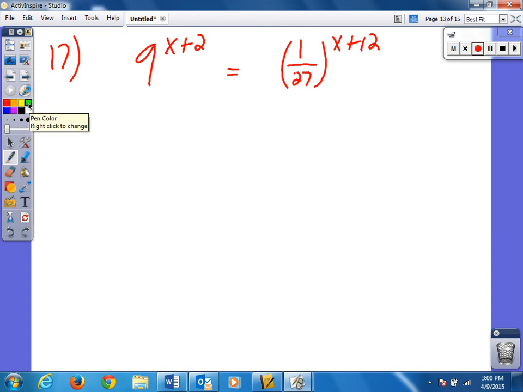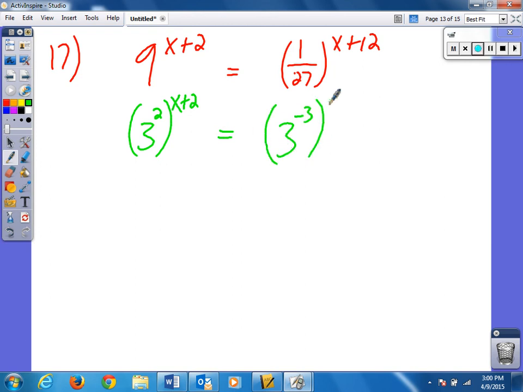Number 17, again, we need to equate exponents. However, this time we don't just have something raised to a power and then the same base on the right side like we had for number 16, where we had 3 to some power and 3 to some power. We have different things here. However, both of these can be written as 3 to some power. So we can write 9 as 3 squared. So we have 3 squared raised to the x plus 2. And 1 over 27 can be written as 3 to the negative 3. So we have 3 to the negative 3 to the x plus 12.